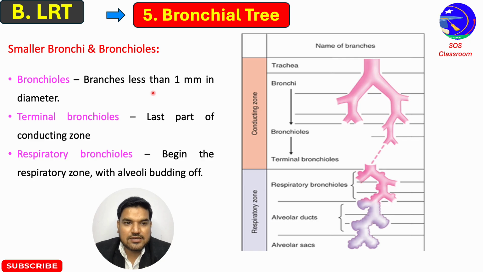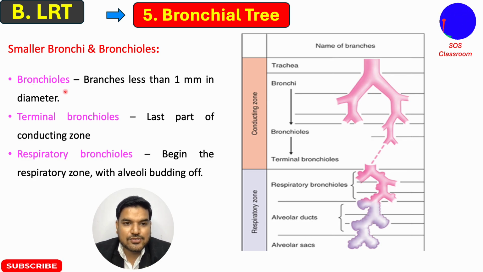Next, smaller bronchi and bronchioles are also present. So there are 2 portions, that is the conducting zone and the respiratory zone. The conducting zone starts from the trachea, bronchi, bronchioles and terminal bronchioles. Terminal bronchioles are the end of the conducting zone. And the respiratory zone has respiratory bronchioles, alveolar duct and alveolar sac or alveoli.